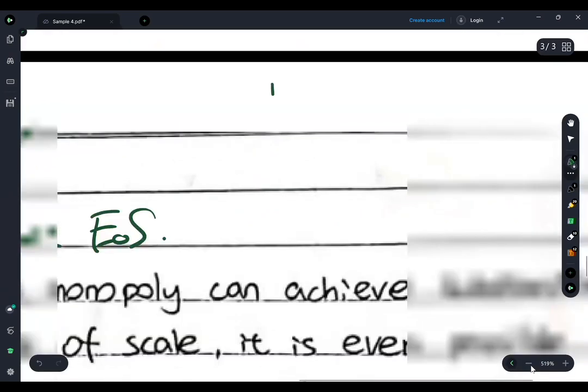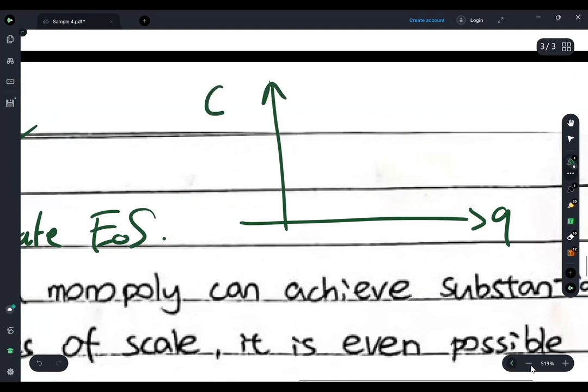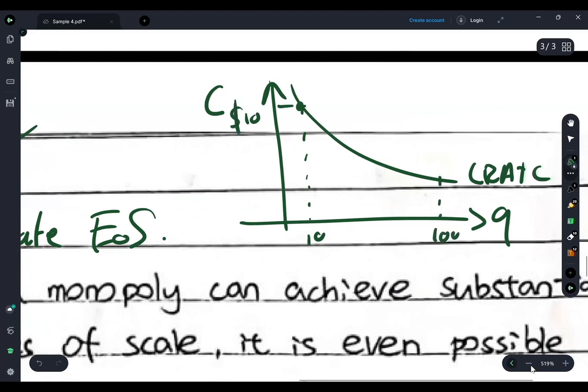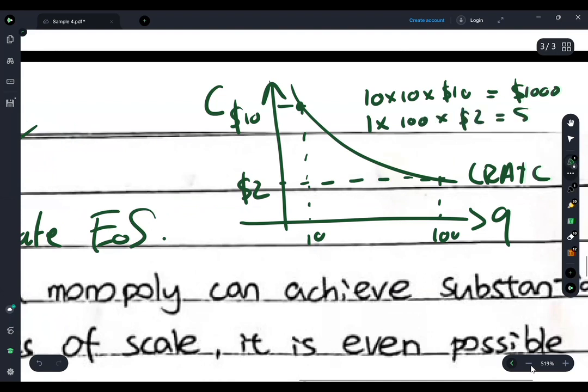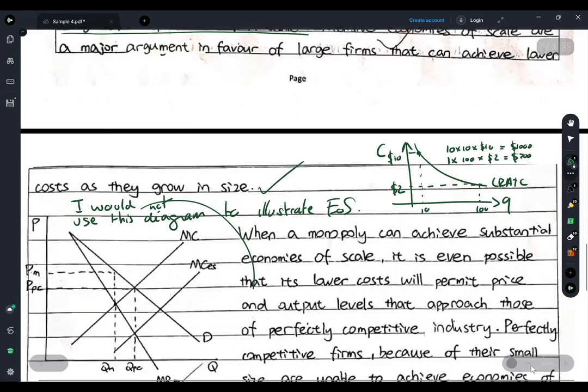You probably remember it from my PPT, where I simply have the quantity, the cost, and I show a long-run average total cost. And I just show that if we have 10 firms producing 10 units, the overall cost is going to be much larger than if you have only one firm producing 100 units. If you have 10 firms producing 10 units at $10 each, it's going to cost you $1,000 in total. If you have one firm producing 100 units at $2, it only costs you $200. So that's just one way to illustrate that it's more cost efficient to have one firm producing rather than many. I think it's easier to understand than this diagram.